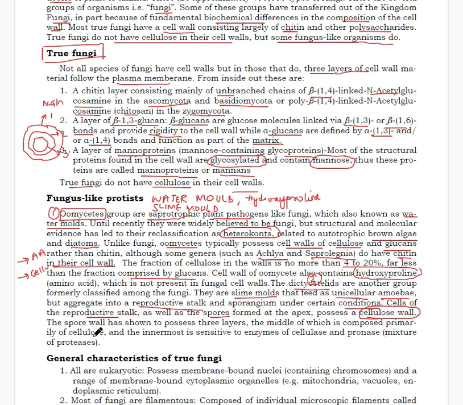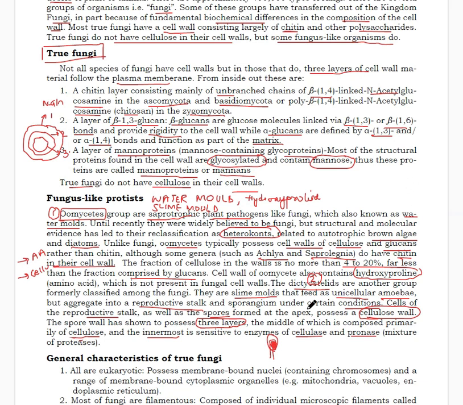Oomycetes also have a cellulose cell wall, and the spore wall has been shown to possess three layers. The spore wall, which is formed in adverse conditions, is formed of three layers. It is composed primarily of cellulose, and the innermost layer is most sensitive to the enzymes cellulase, which degrades the cell wall, and pronase, which is a mixture of proteases. So we studied the fungus-like protists.